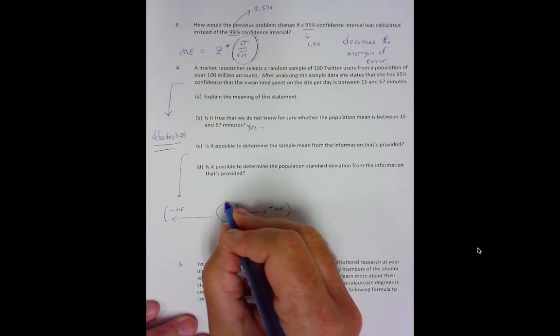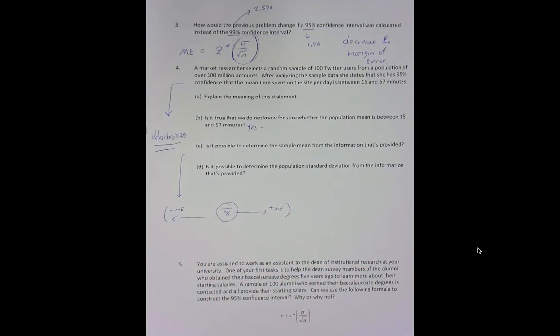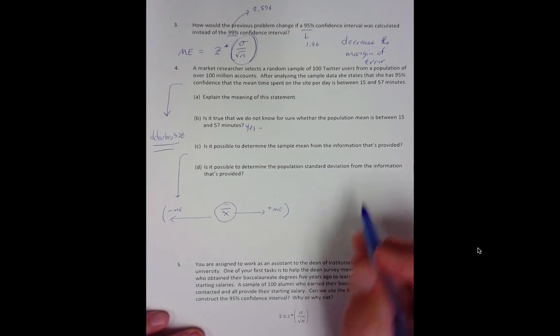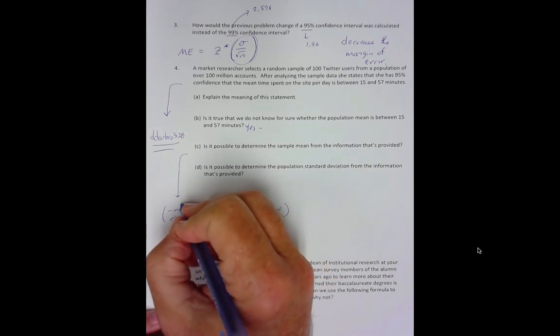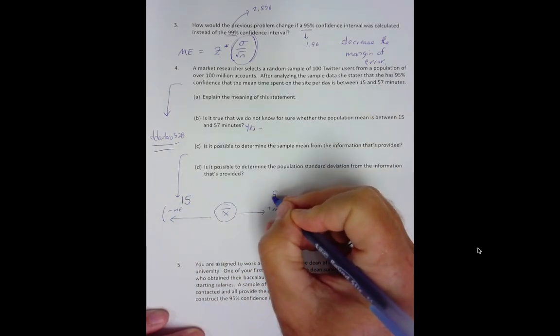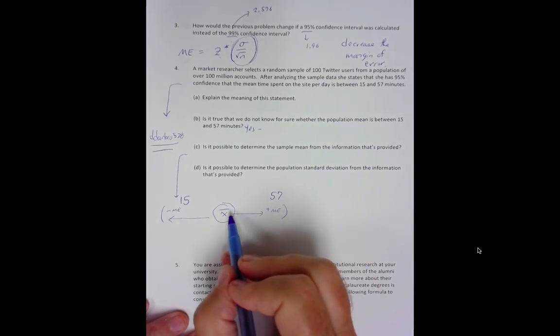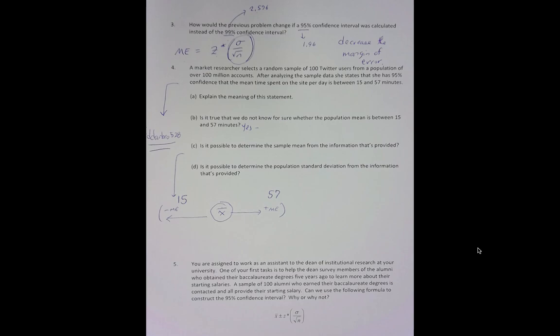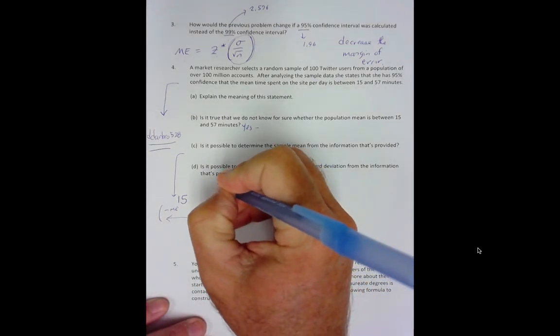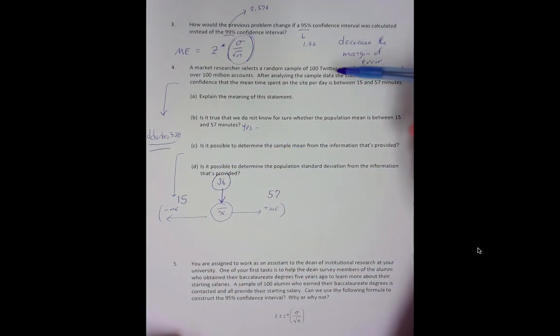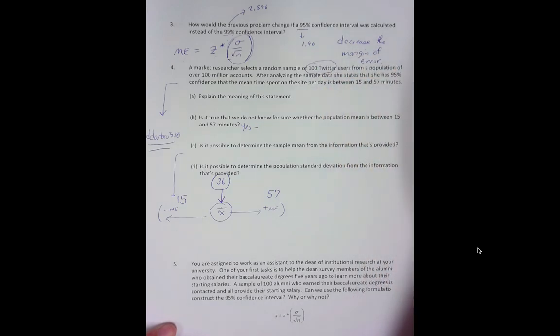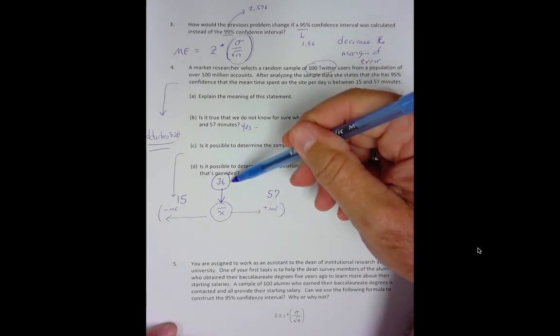Well, what resides right smack dab in the center of the interval? The sample mean, right? So if we know that this value over here is 15, and this value up here is 57, then what's the easiest way to find the number that's smack dab in the center? Well, take the average of them. So I'm just going to take 15 plus 57 divided by 2. What's smack dab in the center of that is 36. So I know that the 100 Twitter users that she used as her sample spent 36 minutes, on average, on Twitter per day.